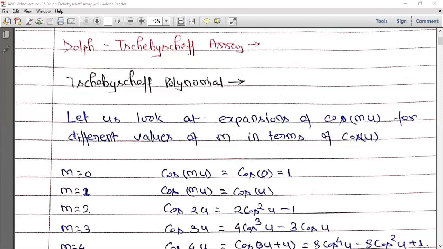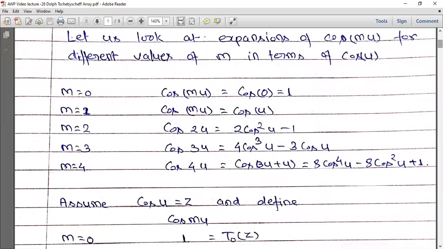As you can see on the screen, we are presenting cos of mu for different values of m, and we try to expand the same in terms of cos of u. What is u? u is a variable, and m is an integer. We will start varying m from 0, 1, 2, and you can let it go to whatever number you want.